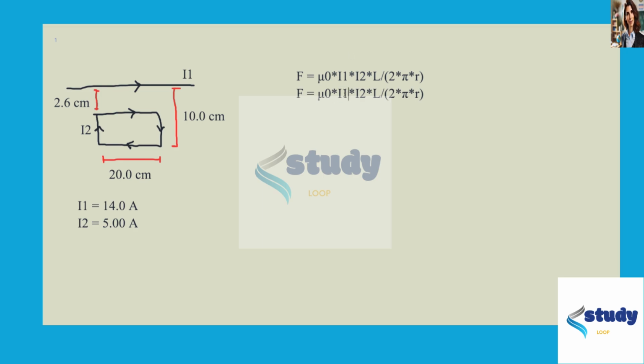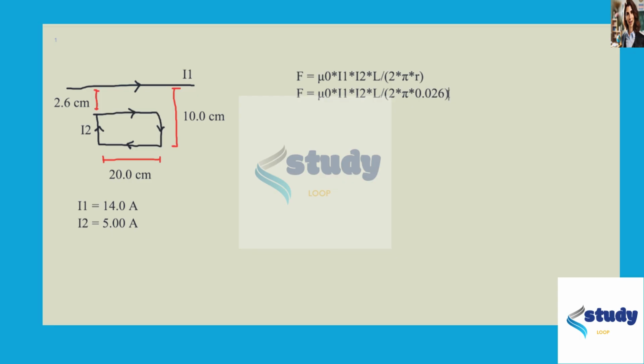So let's consider the force on the top wire first. We have our I1, which we know is 14 amps, and our I2, which we also know. The length is going to be the length of this wire, which is 20 centimeters. And now we need 2 pi r, the distance from the long wire to the top wire. That's 2.6 centimeters, which is 0.026 meters. So that's what we're going to have down here.